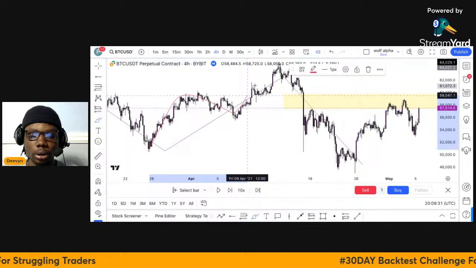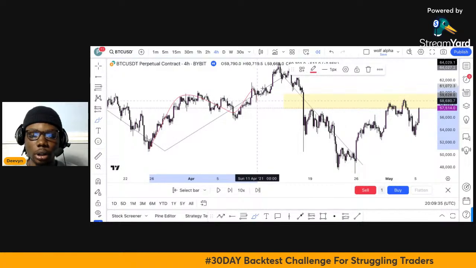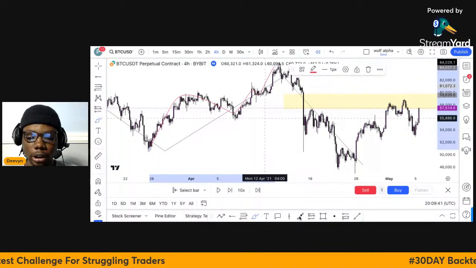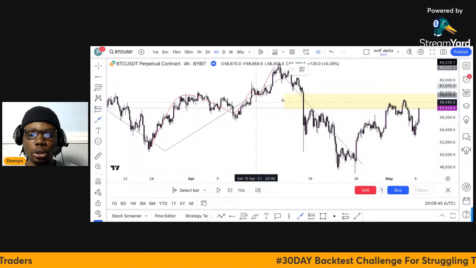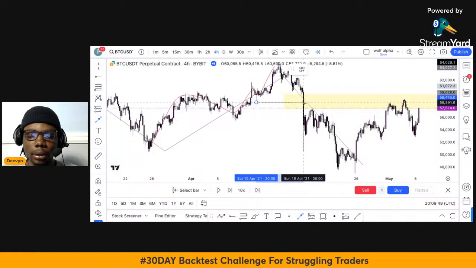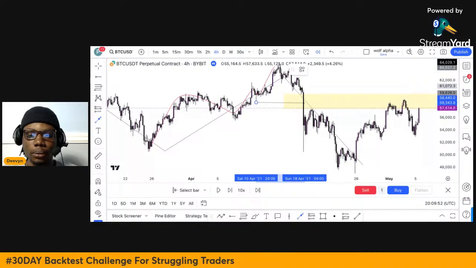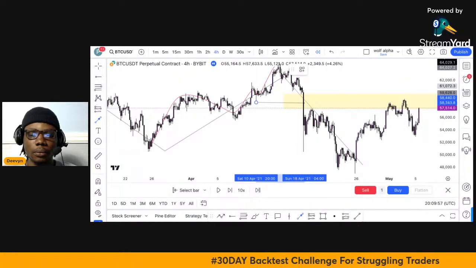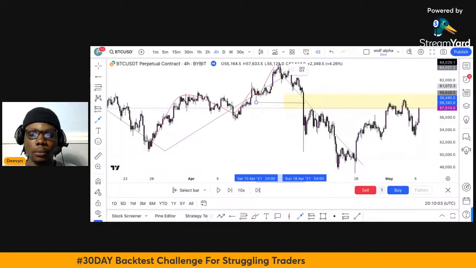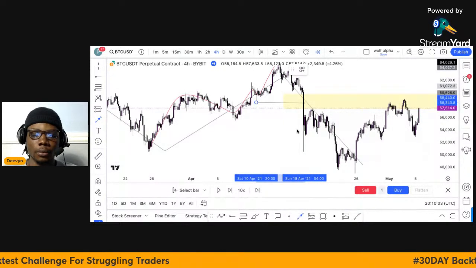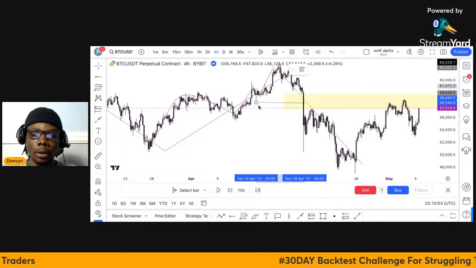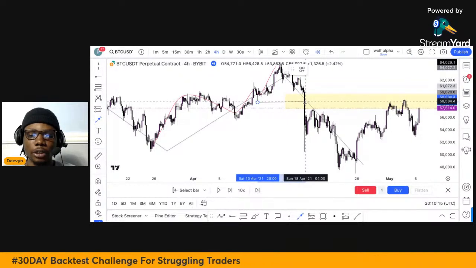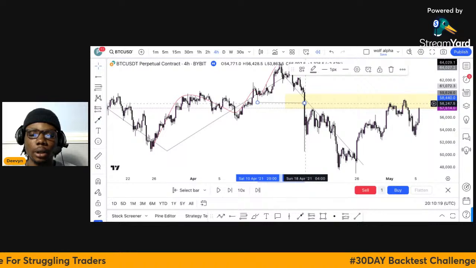So yeah, let's take note of that and we can see that price broke below this point. Yes, price broke below this point, courtesy of this fair value gap overhead.